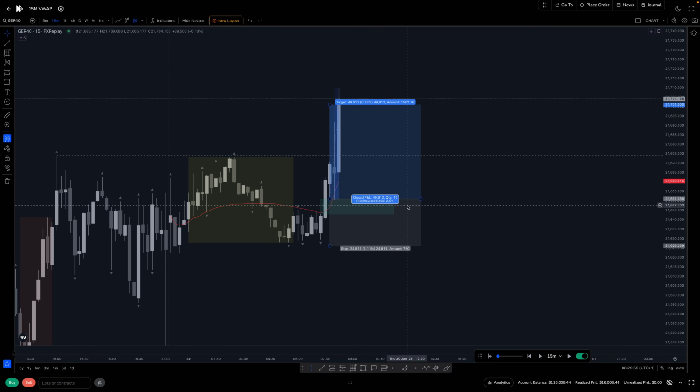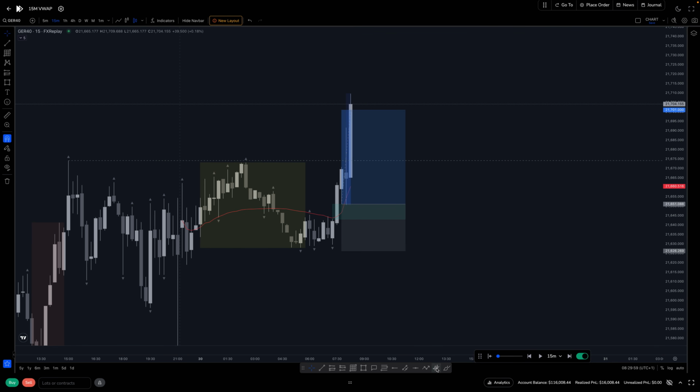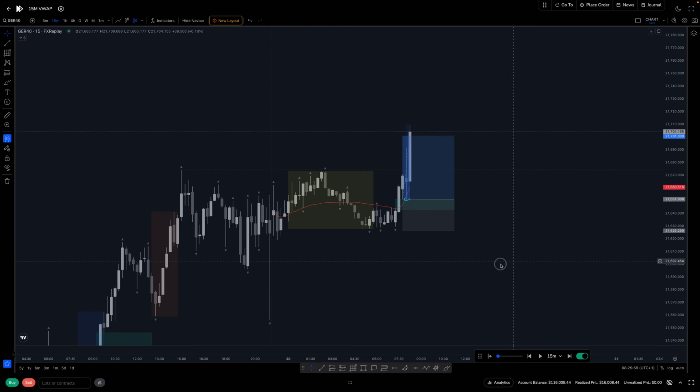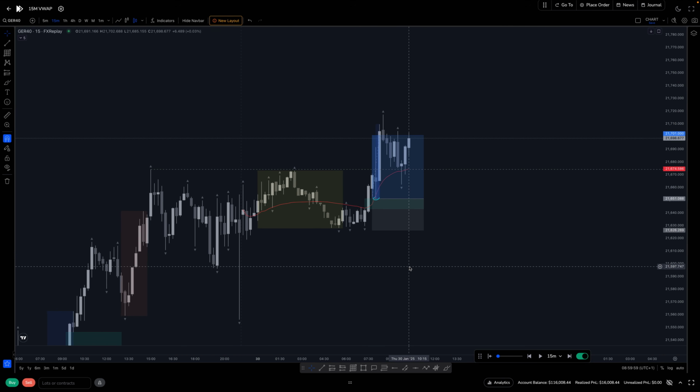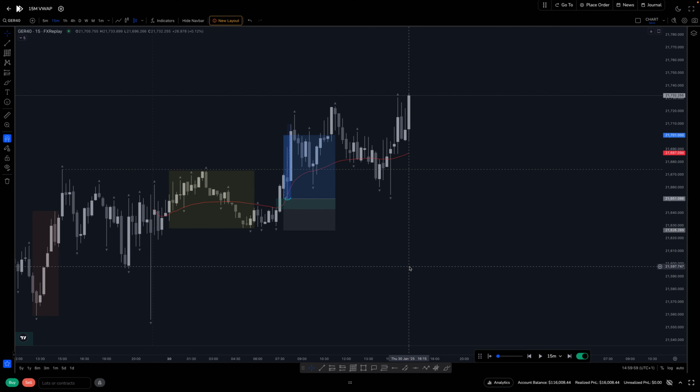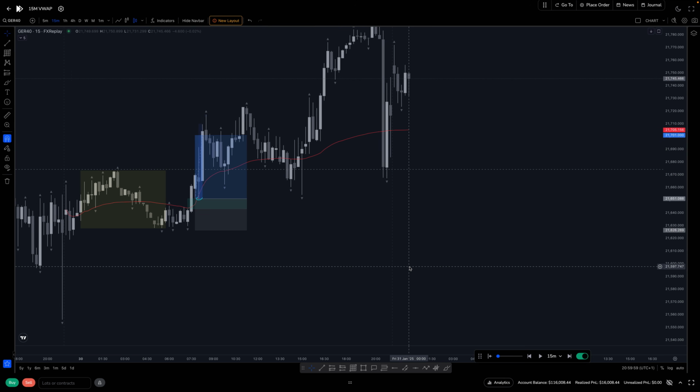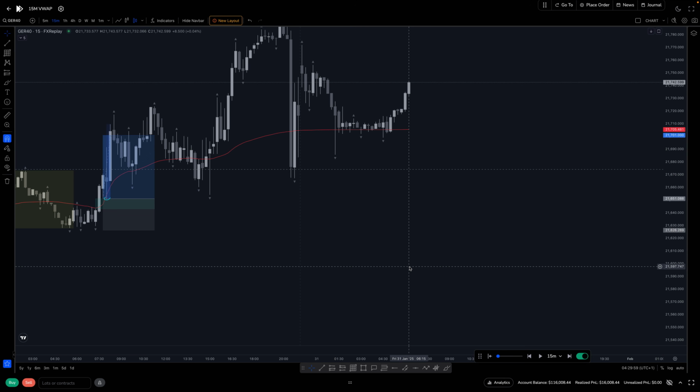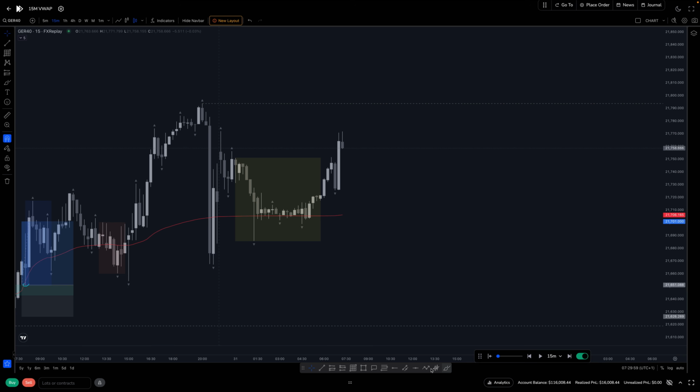And then straight to take profit. Wow, that is insane. What a trade. So tagged in here. Boom, take profit within the next candle. And then we're now on to the next day. So this right here is the last day of January. What a month it's been.